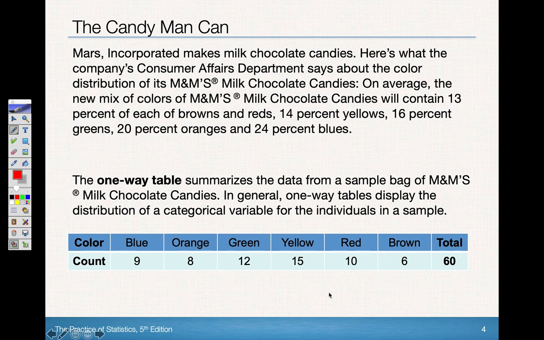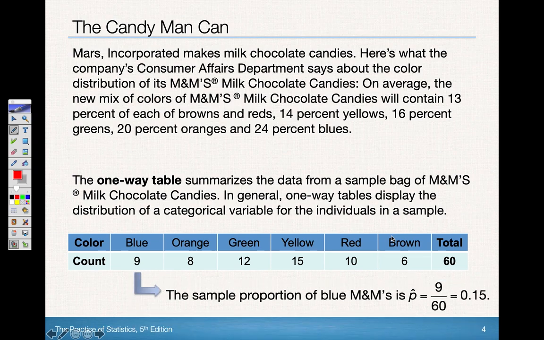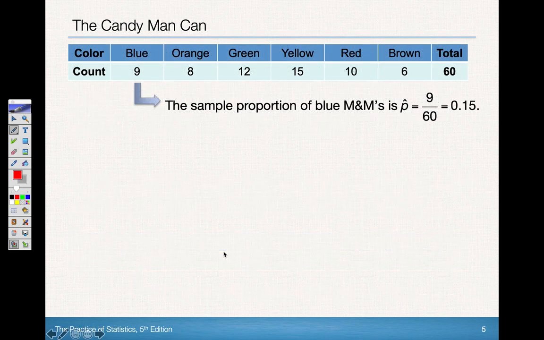So we can't just use a proportion like we did in a one prop z test, because this is not just the proportion of blue. This is the whole distribution to see if it follows their claim. So we have a lot of p-hats. The proportion of blue has its own p-hat. The proportion of orange has its own p-hat, etc.